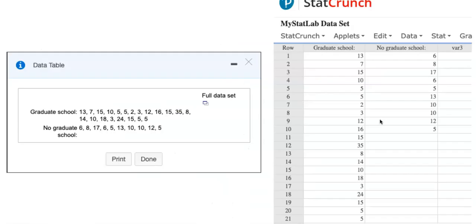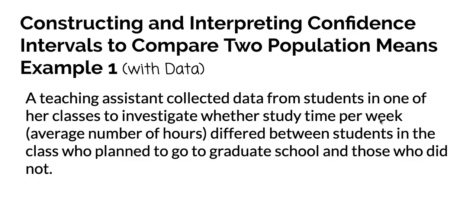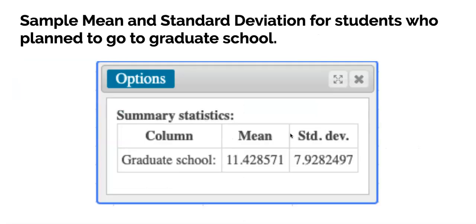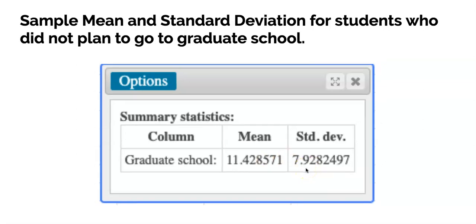Now let me double check. What are they talking about? Per day or per week? It's study time per week. So people who plan to go to grad school, on average, study about 11 hours per week, and their standard deviation is about 8 hours. Now, you do the same thing for the group of people who do not plan to go to grad school.